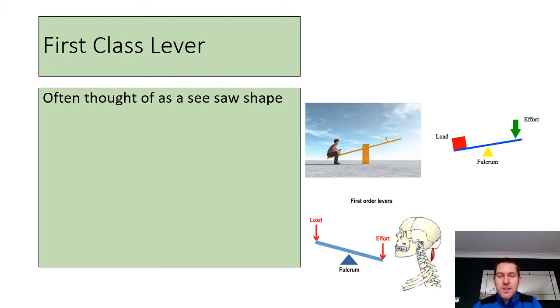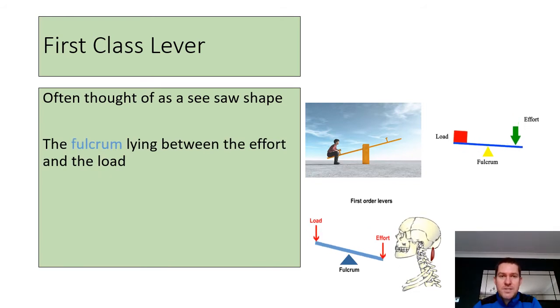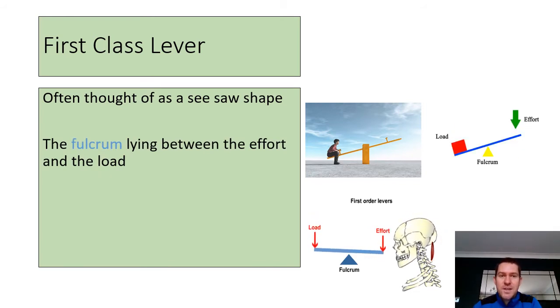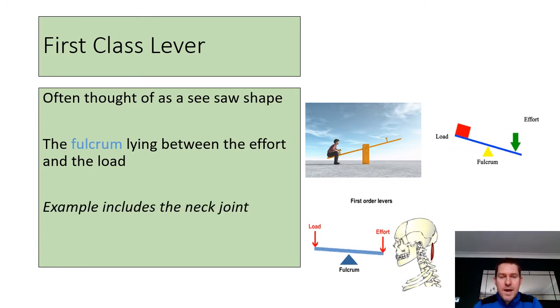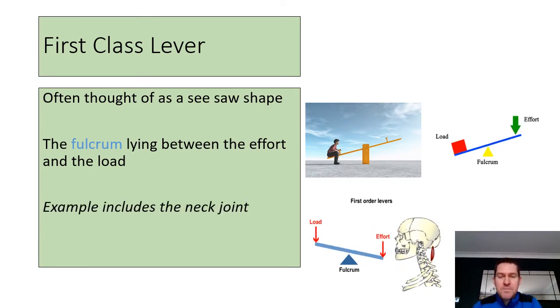And you can see the load is on one side, the effort's on the other side, and the fulcrum is therefore in the middle. So that's what comprises a first-class lever. As it says there, the fulcrum lies between the effort and the load. An example of this within the body is seen at the neck joint.